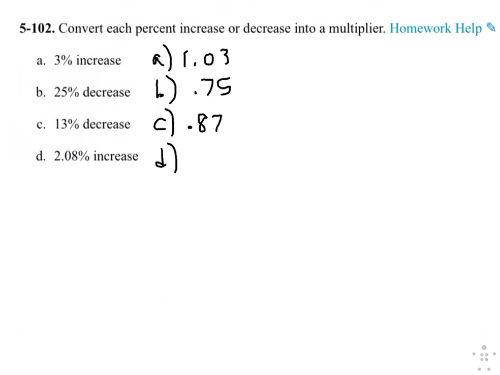And D is a 2.08% increase. So that would be 1.0208.